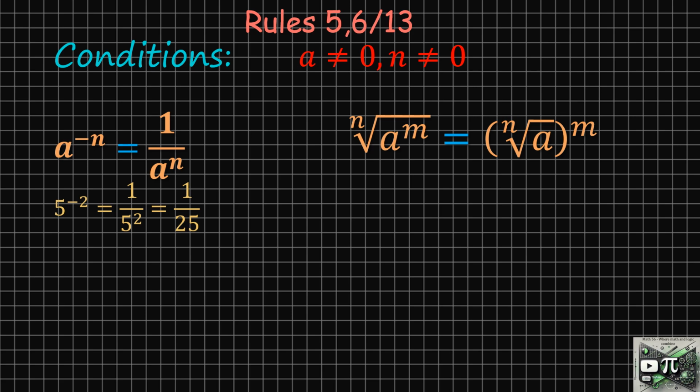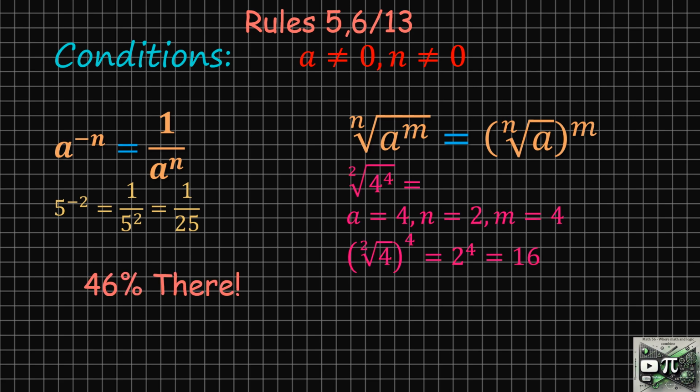This is a very important rule. Now a to the m over n, that is, a to the m, to the nth root, is equal to the nth root of a, raised to m. I know this doesn't really make sense, so for simplicity let's keep n as 2. So 4 to the 4, to the square root, is equal to the square root of 4, to the fourth. The square root of 4 is 2, so you get 2 to the 4, which is 16.